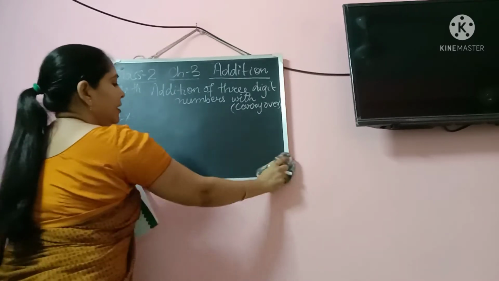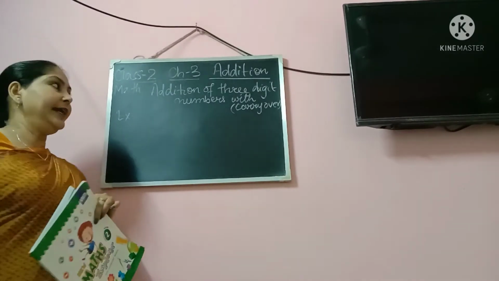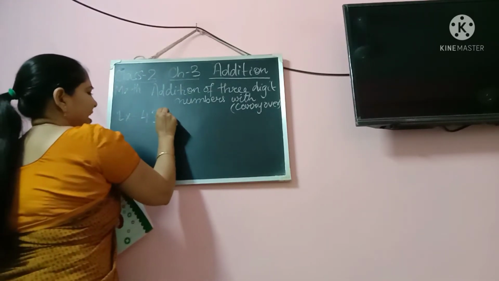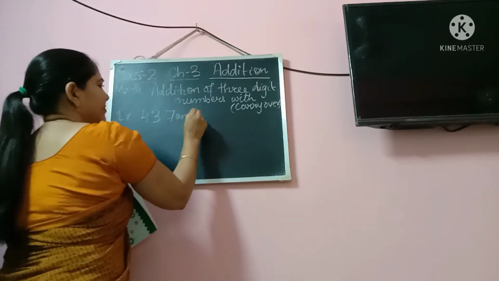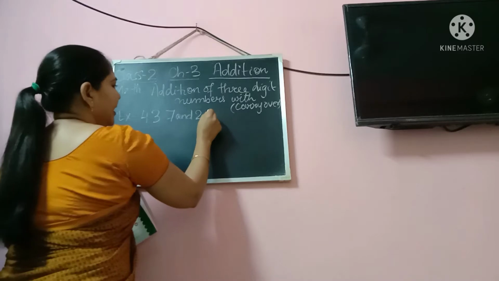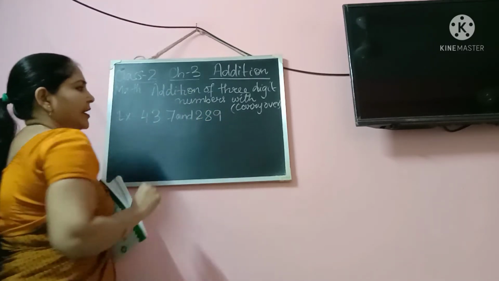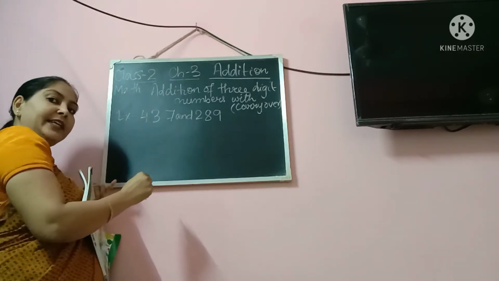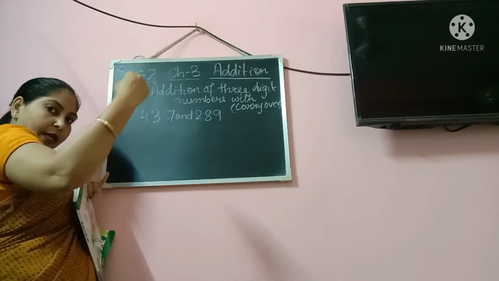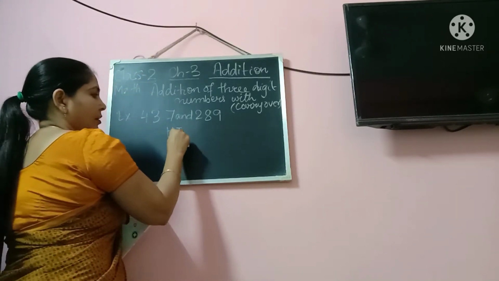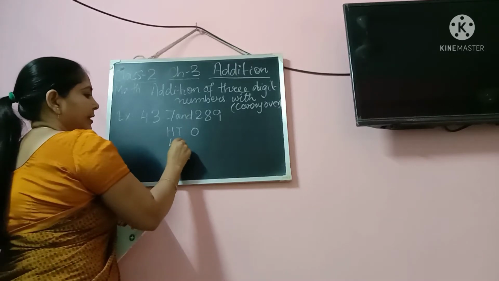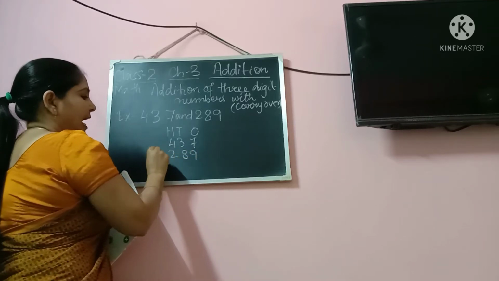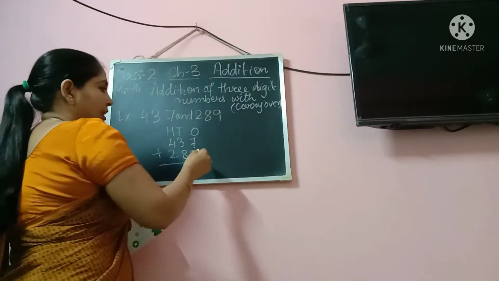In the second example, let us try to add, say, 437 and 289. These are the two numbers, and both are three-digit numbers. So again we will arrange them according to their place value in a vertical column in this way. 437 and 289. We will add. So what shall we do first?